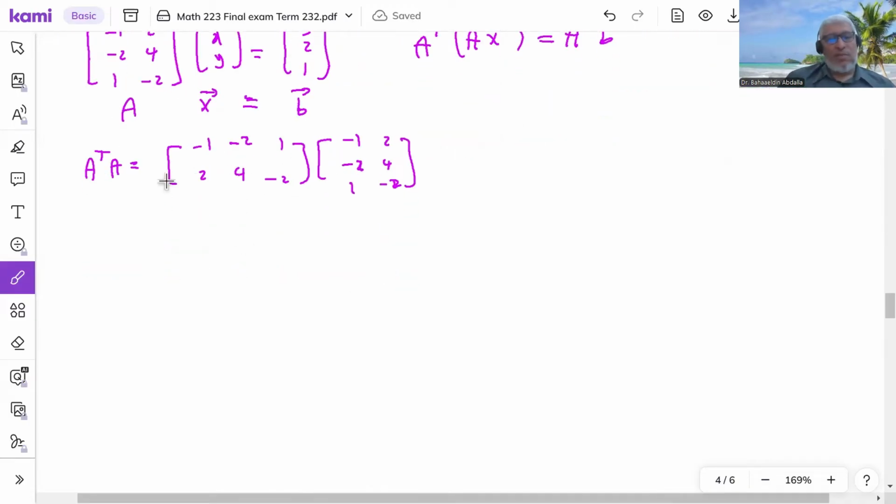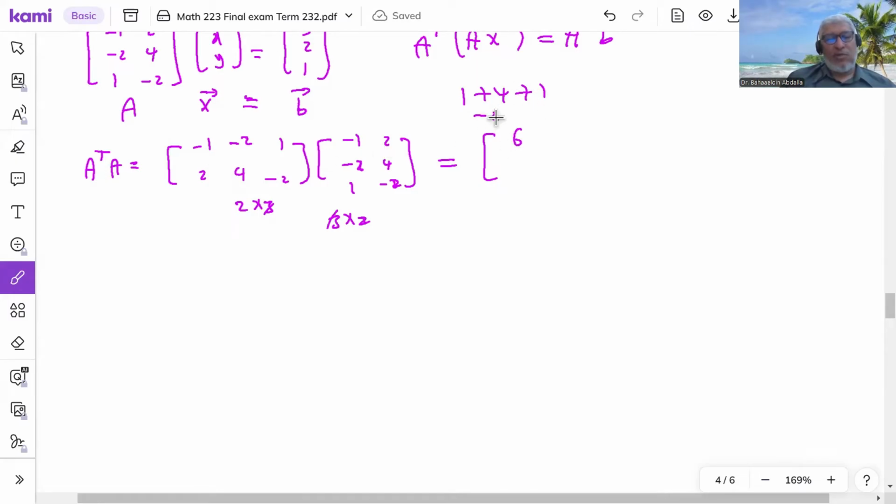Well, this is 2 by 3, 2 rows, 3 columns. This is 3 by 2. So the answer would be 2 by 2. Negative 1 times negative 1, negative 2 times negative 2, 1 times 1. So the first number is 6.